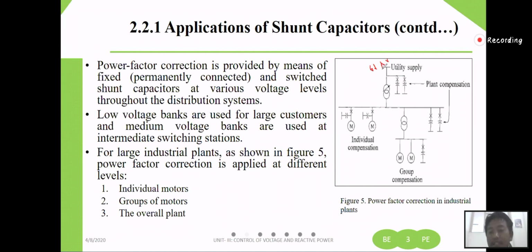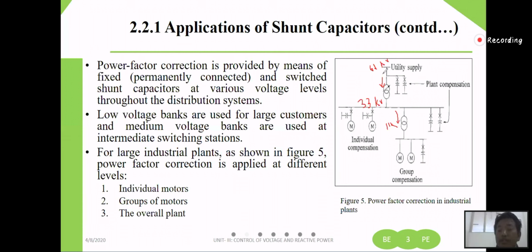So up to here BPC will supply, then from here you may have to step down to 33 kV, and then similarly step down to 11 kV, and further based on our requirement. But this is without the compensation, or without installing the shunt capacitor.